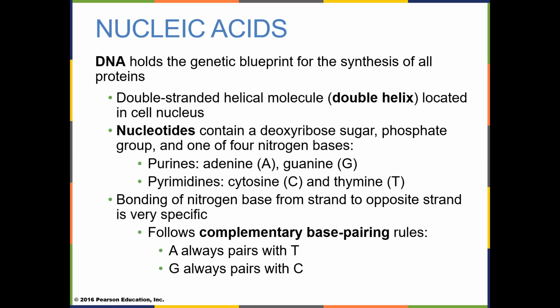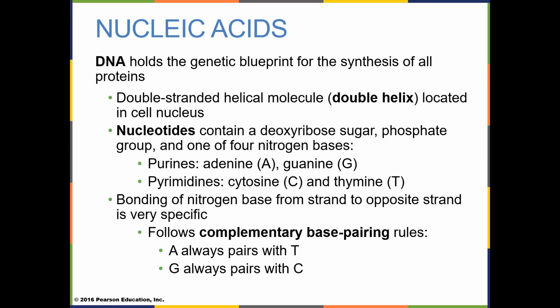Hydrogen bonds form across the DNA strand between the adenines and the thymines and the guanines and the cytosines. So it's what we call complementary base pairing. Adenine always pairs with thymine. Guanine always pairs with cytosine.